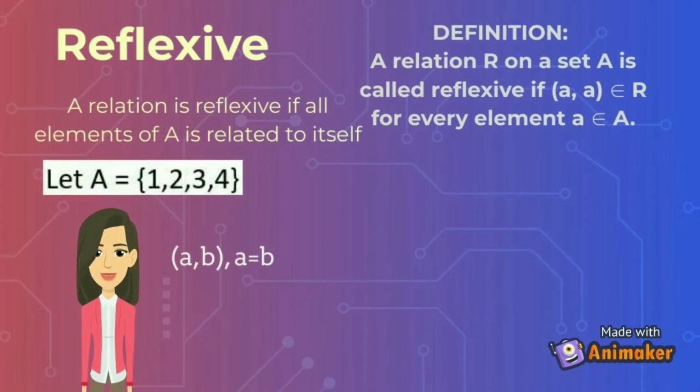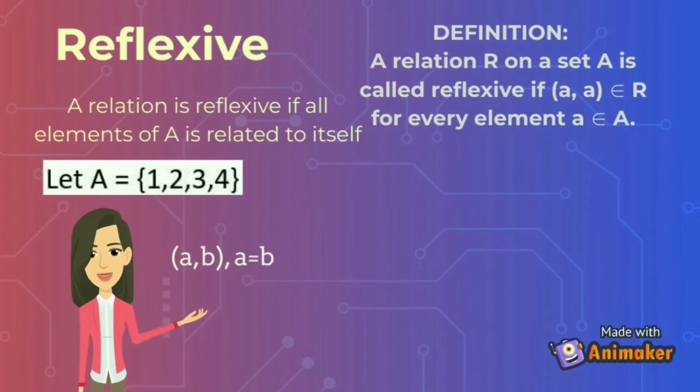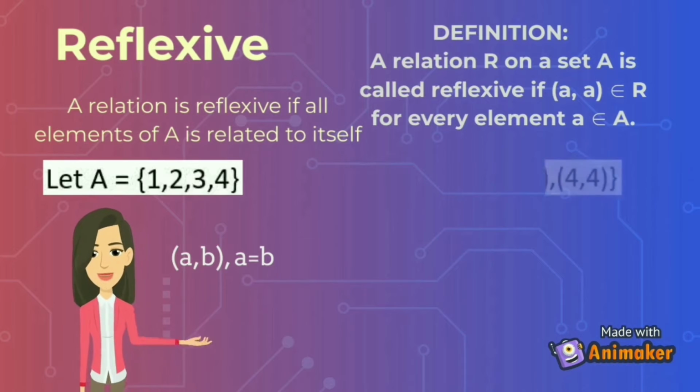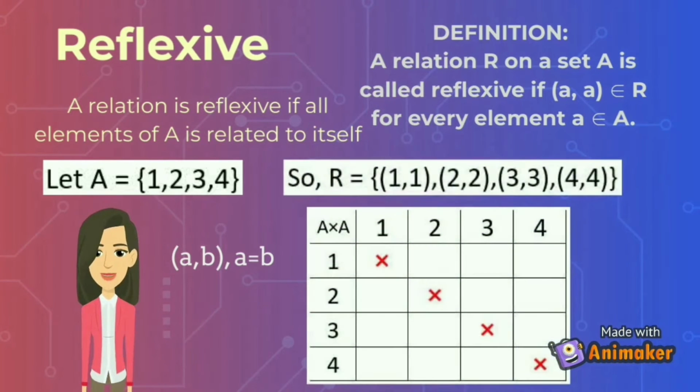Let's say that we have set A, which is {1, 2, 3, 4}. So the reflexive relation of this set must have all of (1,1), (2,2), (3,3), and also (4,4). All of them must be inside of the R.